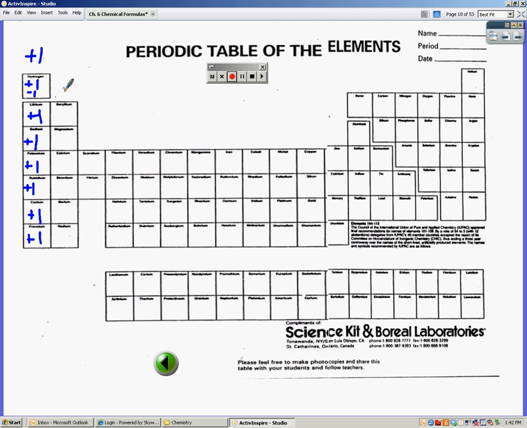Okay, the next group is group 2, or 2A, and you learned that these are all positively charged, +2. So +2 all the way down. Go ahead and fill that in, +2 all the way down. Then we'll come back to the transition metals and we'll go to group 3A.